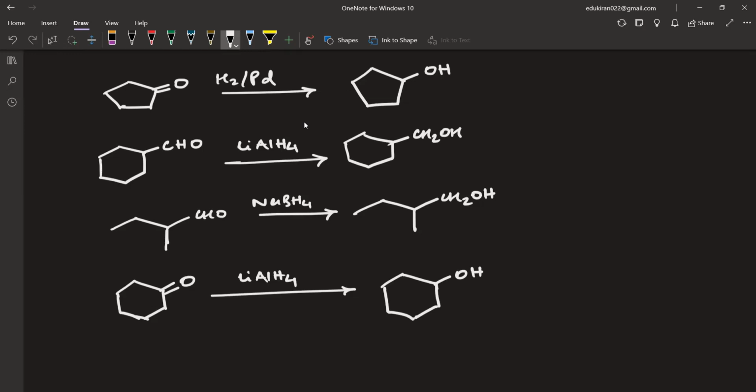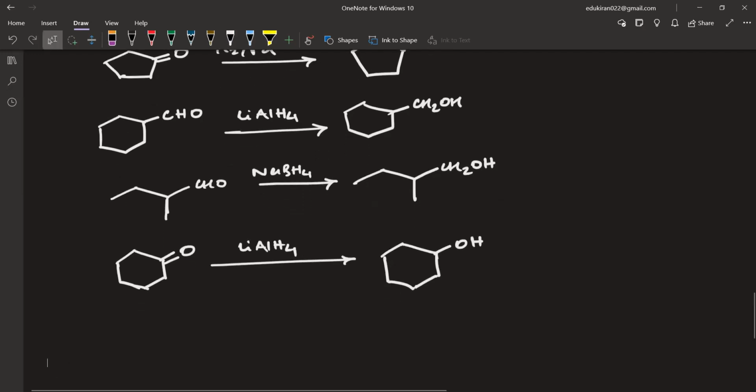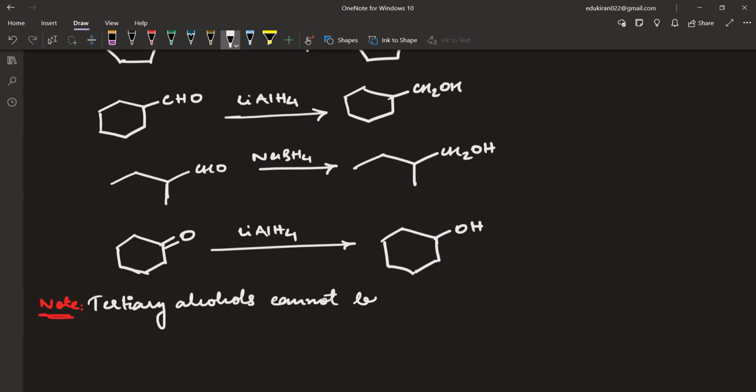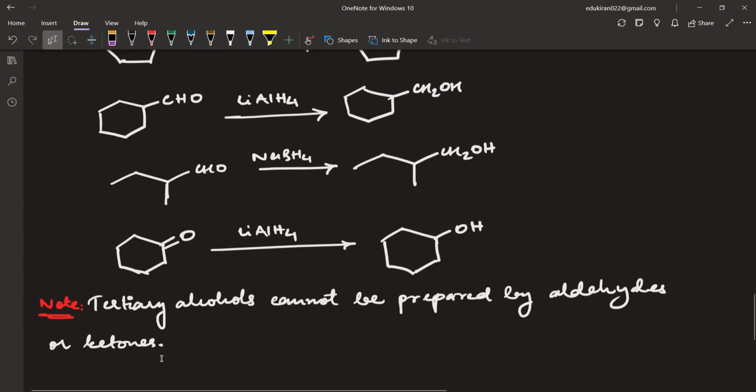Write this down, everyone, please. Write a small note here. Notice, tertiary alcohols cannot be prepared by aldehydes or ketones. Okay, please remember this. So again, from the conversion point of view, whenever you see a tertiary alcohol, then you should remember that the starting material or any intermediate reactant cannot be of any aldehyde or ketone.